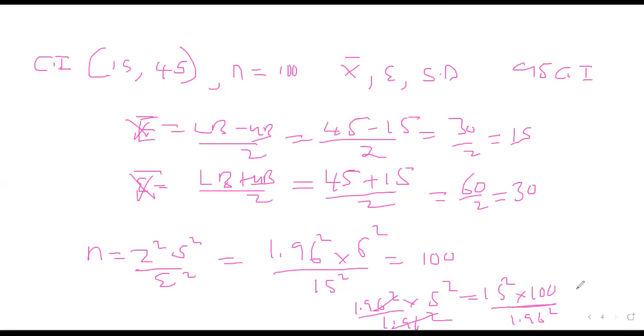Right, so the answer we're getting is actually the variance and not the standard deviation divided by 1.96 squared. Where is 1.96 coming from? It's the Z. Correct, the Z.